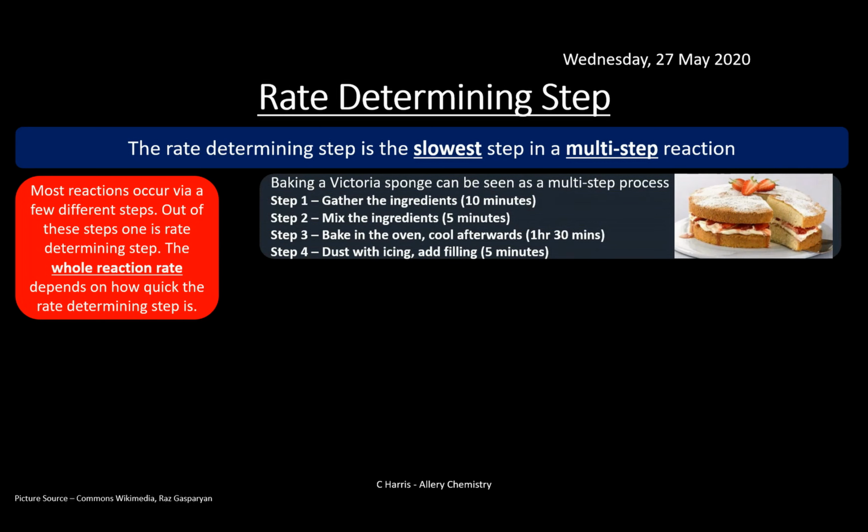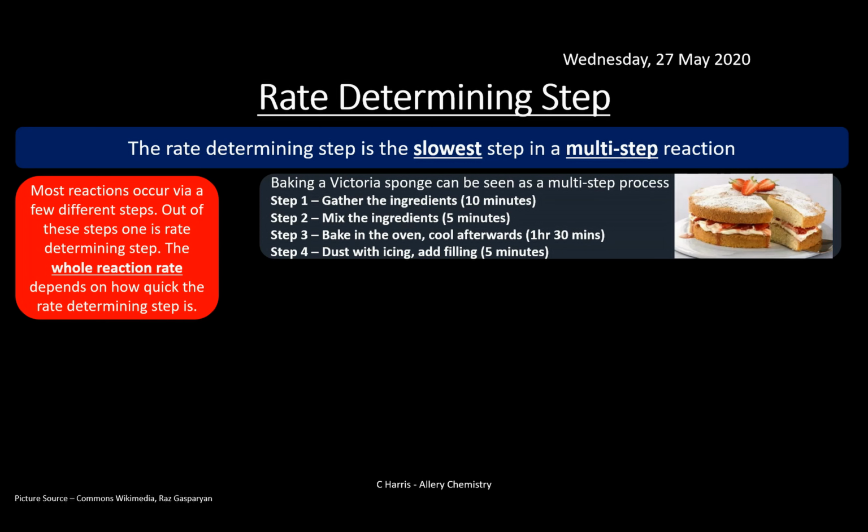And the Victoria sponge is actually made in a few different steps. You don't just take your ingredients and get cake at the end. You have to do things to it to make that. Some processes are quicker, some are slower. So you can see here, step 1 is to gather all your ingredients. It takes about 10 minutes to do that.